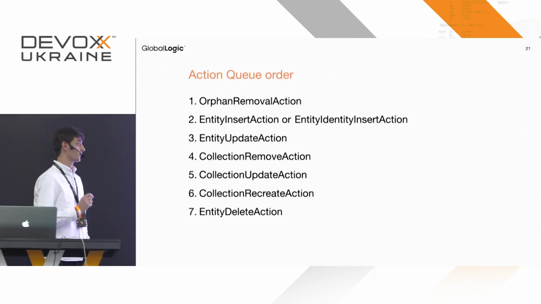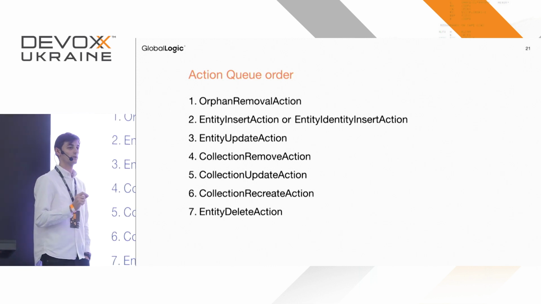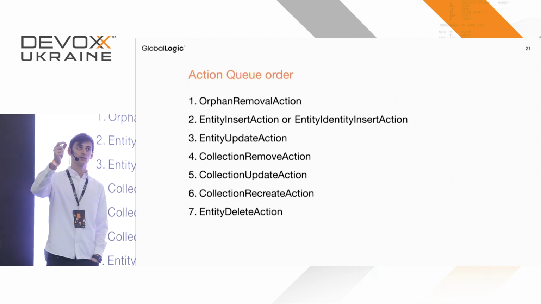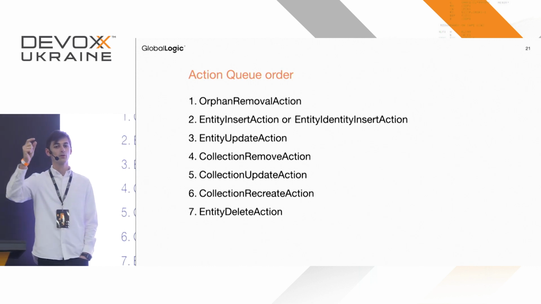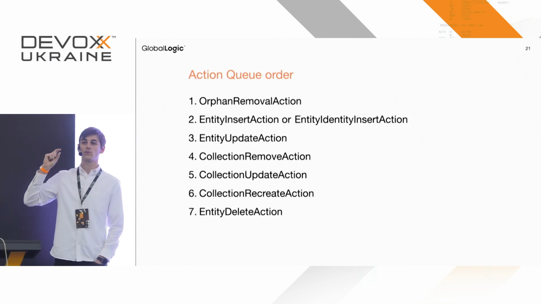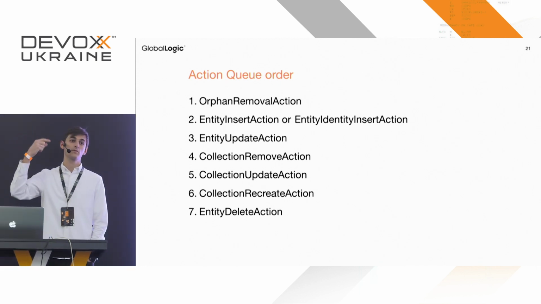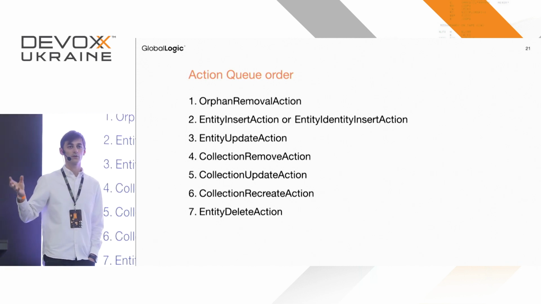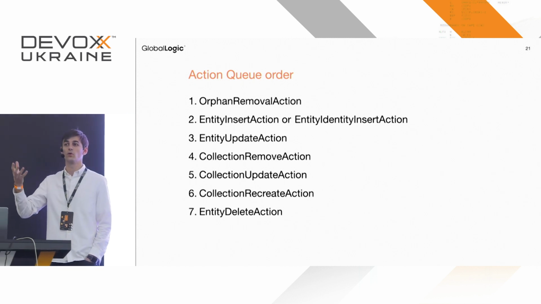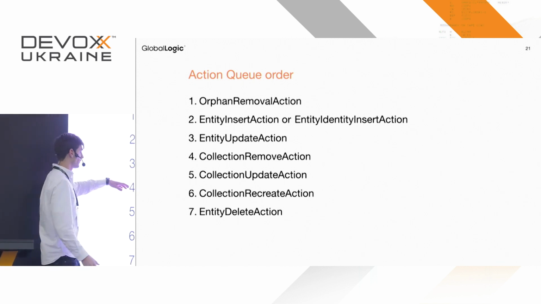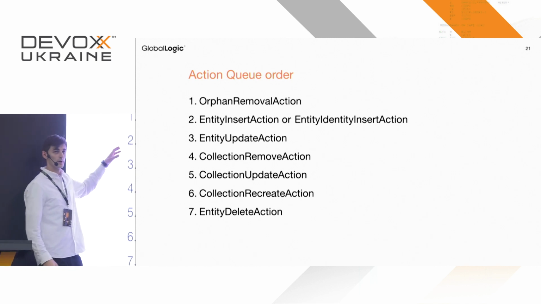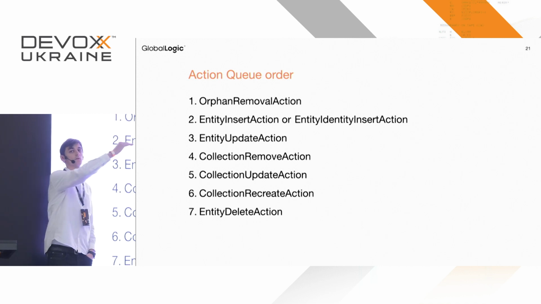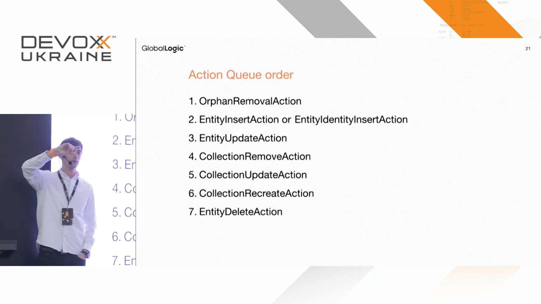And what is also important is that ActionQueue has its own order. You may think that if you call remove and then you call persist, it's going to perform delete and then it's going to perform insert. But it won't, because it's going to collect those actions to the ActionQueue, and ActionQueue has its own order. So if you do first delete and then insert, actions will be sorted in a different order, and it will do first insert and then remove, okay?